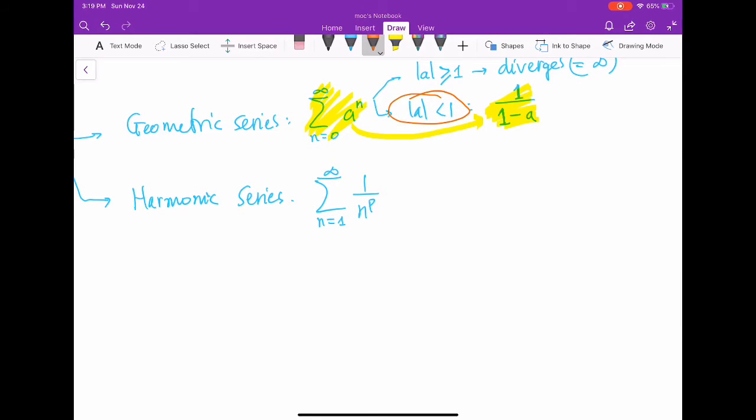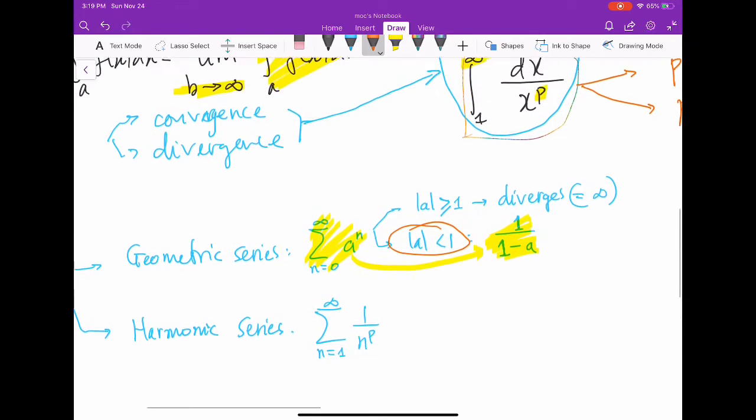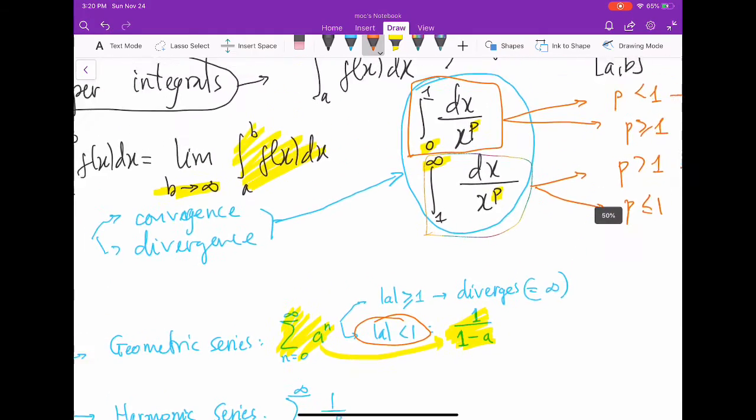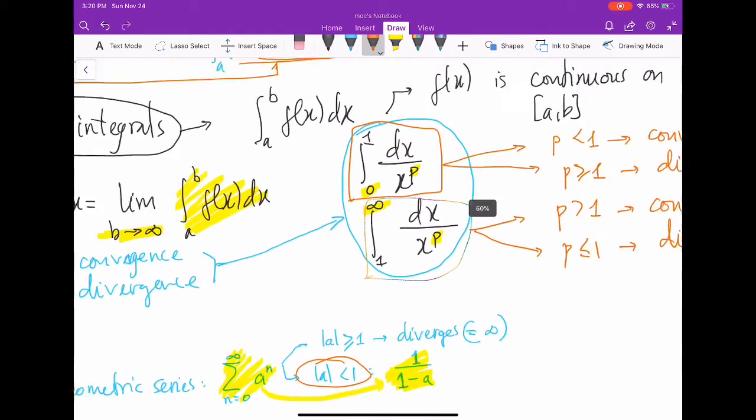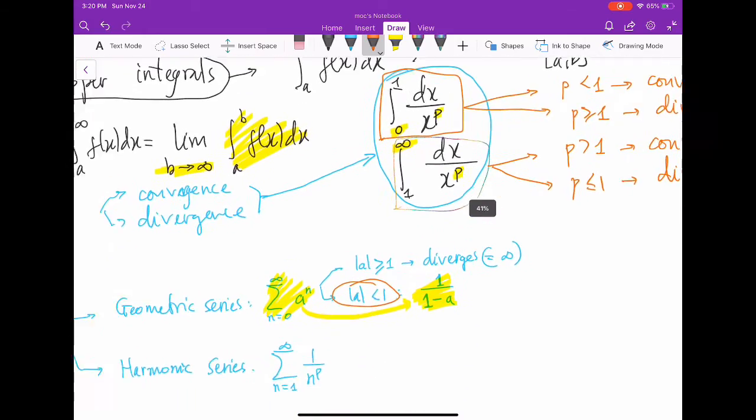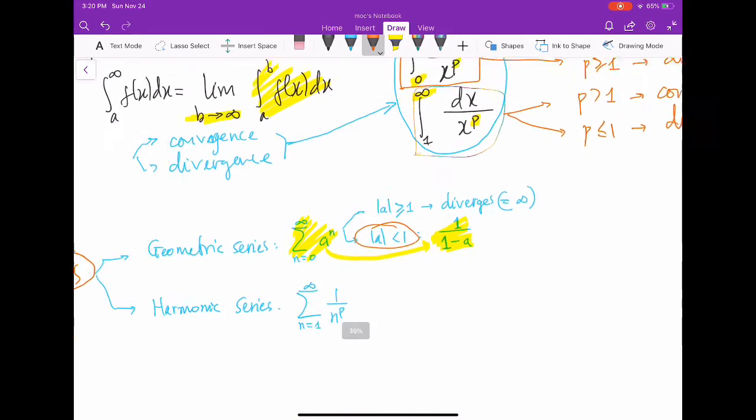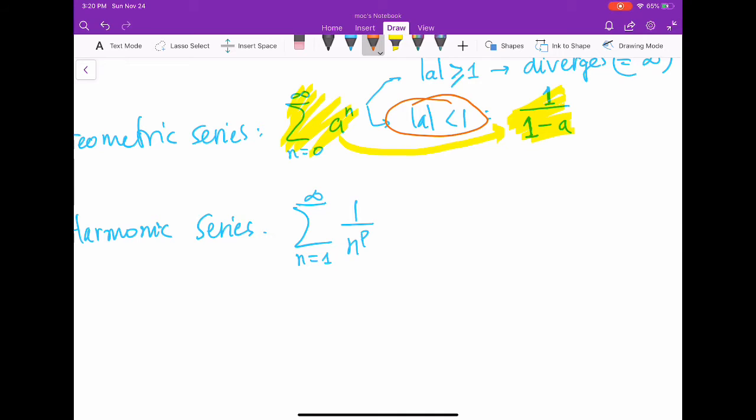About the harmonic series, right? If you pay attention to integrals, you can see it like this. These two integrals, the improper integrals we're learning here. So the harmonic series looks like those integrals, right? Basically, they have a very tight connection. This harmonic series converges for p greater than 1, and diverges for p less than or equal to 1.